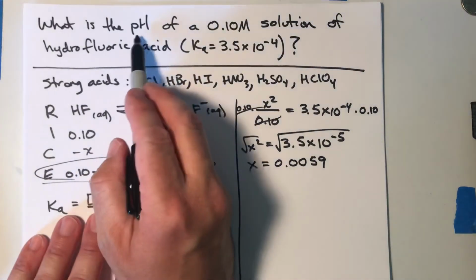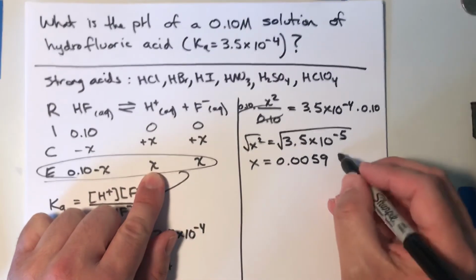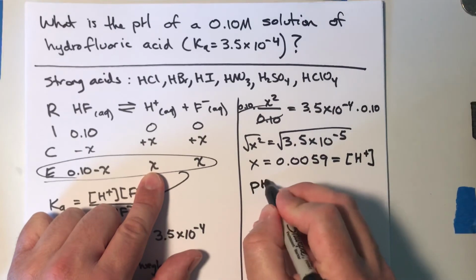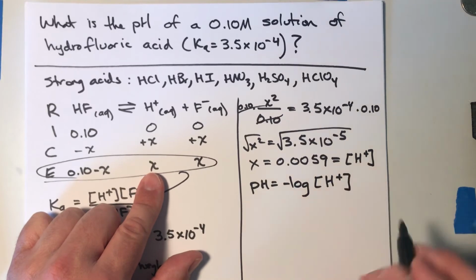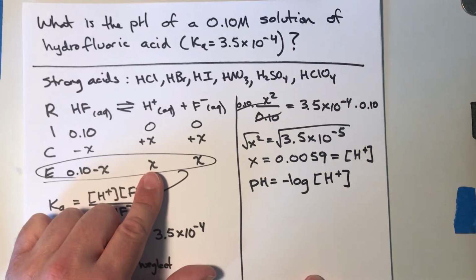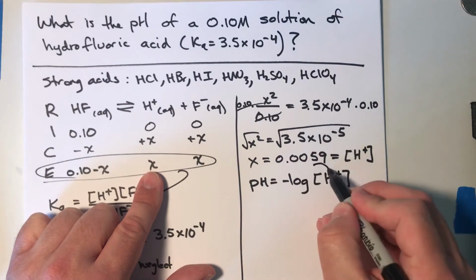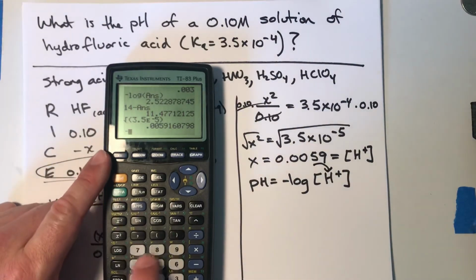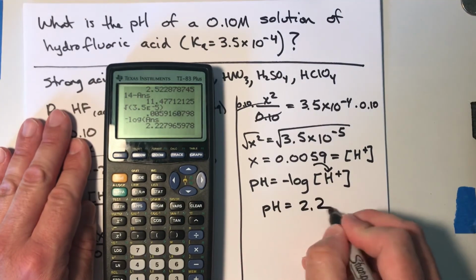Now we've got to actually ask ourselves, what were we being asked to solve for? We need to find the pH of the solution. The X value we get here is our H plus ion concentration, so we're almost there, but we've got to change it to pH. So we remember that pH is defined, under normal circumstances, as the negative log of the hydrogen ion concentration. All right, so now we're just going to take the negative log of this value, and that's going to give us the pH. All right, negative log, and that's going to give us a pH of 2.2.